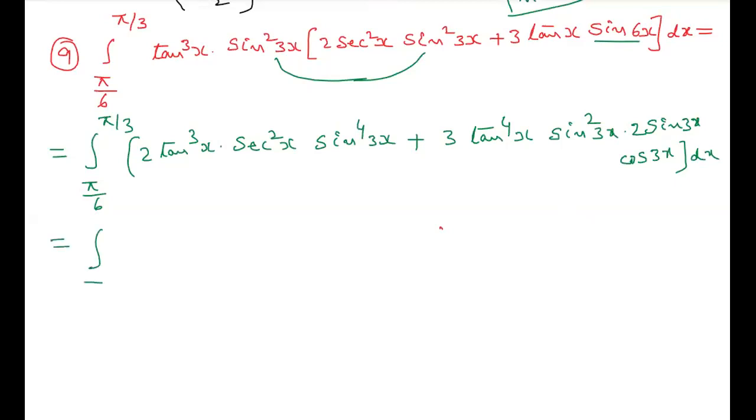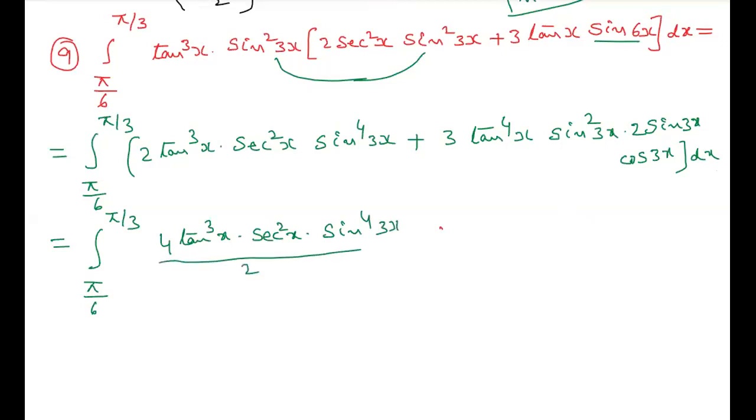Integration from 5π/6 to 5π/3 of 4 tan³x sec²x sin⁴(3x)/2. Here I am just multiplying and dividing by 2.